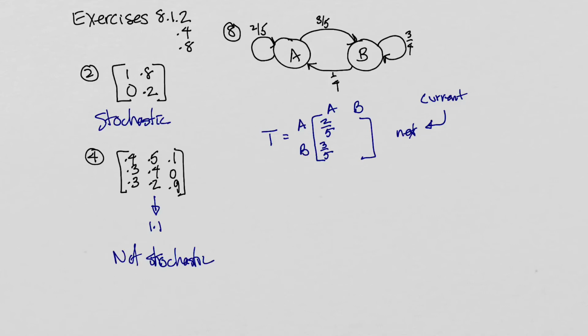And then going from B to A, well, we can see it here. B over to A, this is 1/4. And then we can see that B to B, right? B back to B is 3/4. And this is stochastic. Every element is between 0 and 1, and the columns add up to 1. And there's our transition matrix.